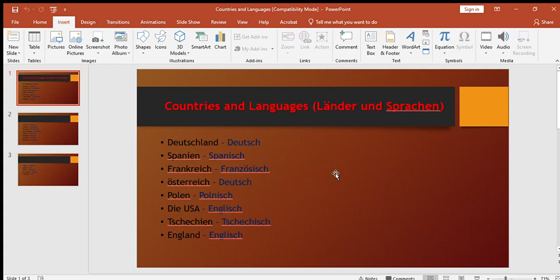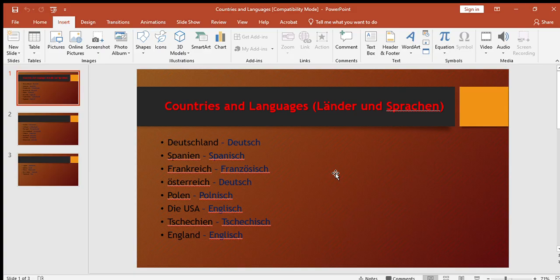Österreich, Deutsch. Polen, Polnisch. The USA, English. The USA.